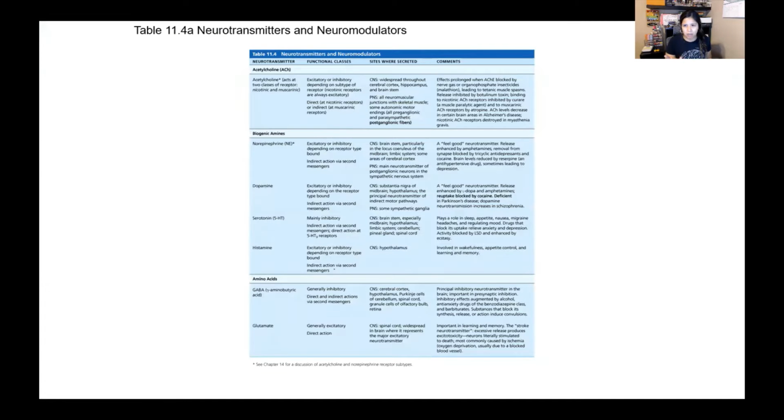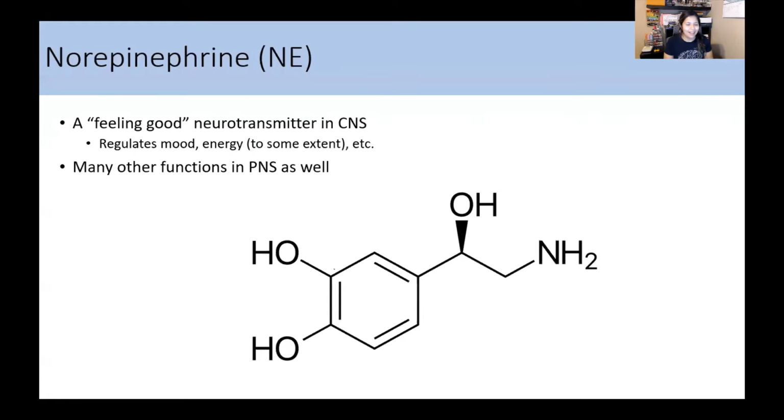This is a table of different neurotransmitters that we have introduced. You don't have to know this entire chart. Don't worry about that. Just know about the neurotransmitters that we talk about in detail, like norepinephrine. Norepinephrine is one of your feel-good neurotransmitters, along with serotonin. Norepinephrine regulates mood, energy to some extent, and helps to make you feel good. It has other functions in the PNS as well, but for now, know it as the feel-good neurotransmitter.